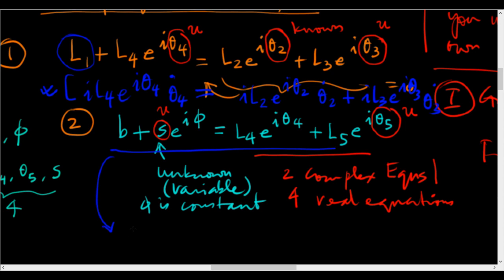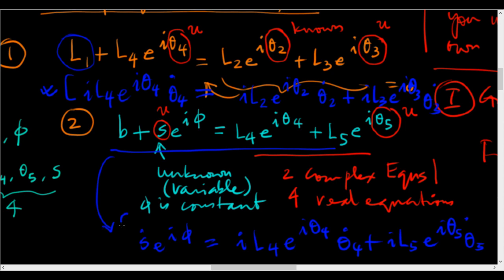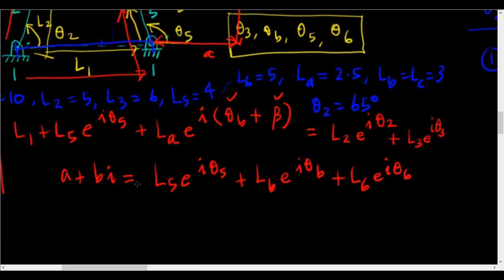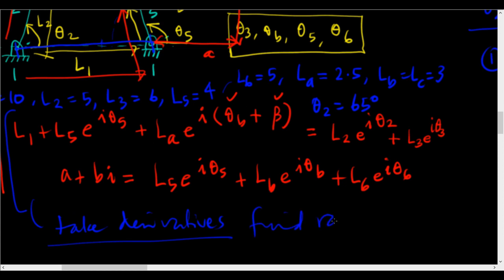So over here in this equation, derivative b dot is 0, so I have s dot e to the power i phi, remember phi is a constant, is equal to i L4 e to the i theta 4 dot plus i L5 e to the i theta 5 dot. With this equation and this equation, theta 2 dot is known, so you have 4 unknowns. You should be able to find the rates. Okay, let's go to the other problem here. These are my equations, right? So over here also we will take derivatives, find rate equations, and find rates.